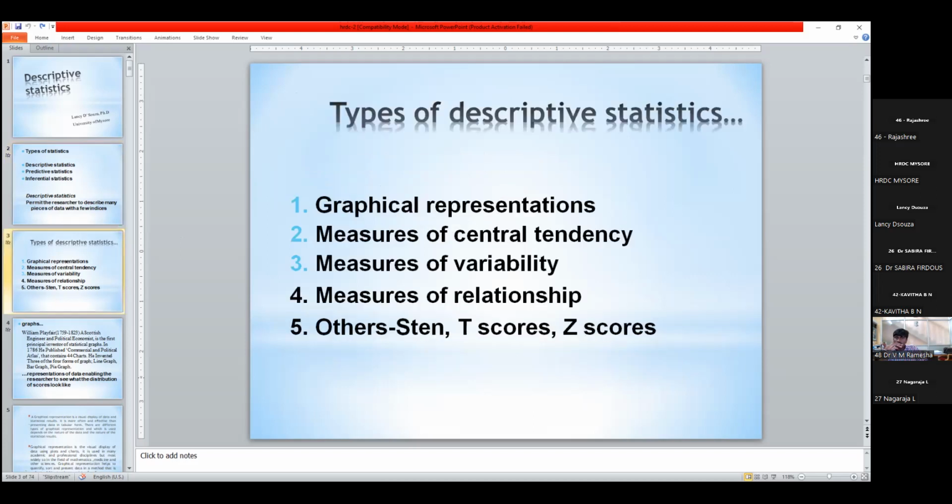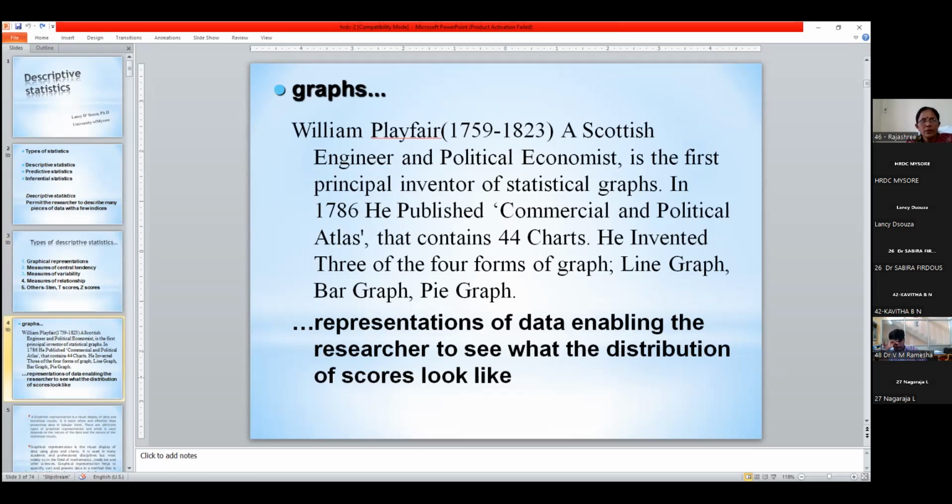These are the ways you can describe your data, starting with graphical presentations. Then you can describe your data through measures of central tendency, then even through measures of variability. You can go for measures of relationship. Then you can convert the scores and they are still called descriptive statistics, for example, STEN scores, STEN9 scores, T scores, and Z scores. We'll be discussing all. We start with the first one, graphical representation.